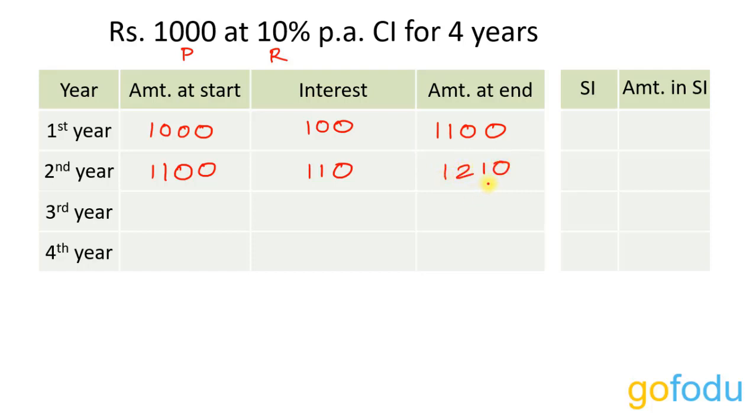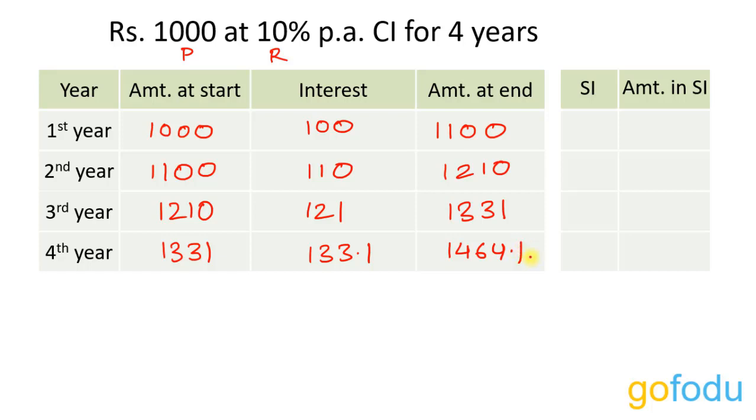So amount at the end of second year would be 1210 and next year's principal would be 1210 and interest would be calculated on this amount. 10% of 1210 is 121, and add this interest to the new principal and get the amount at the end of the year as 1331. Again, this will become the new principal and we'll get 133.1 as the interest and final amount would be 1464.1.